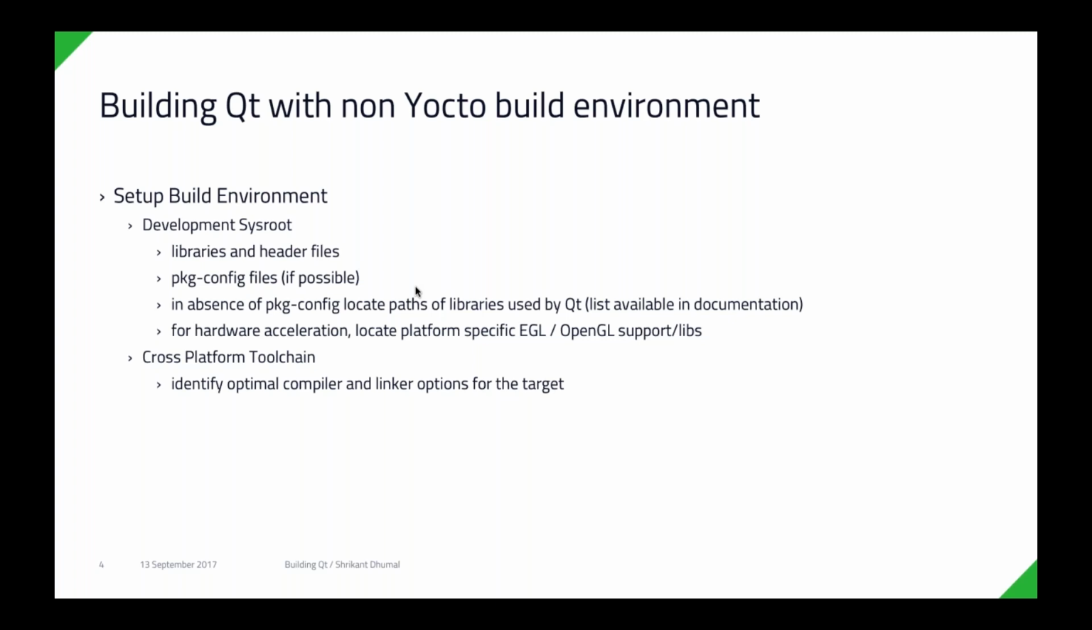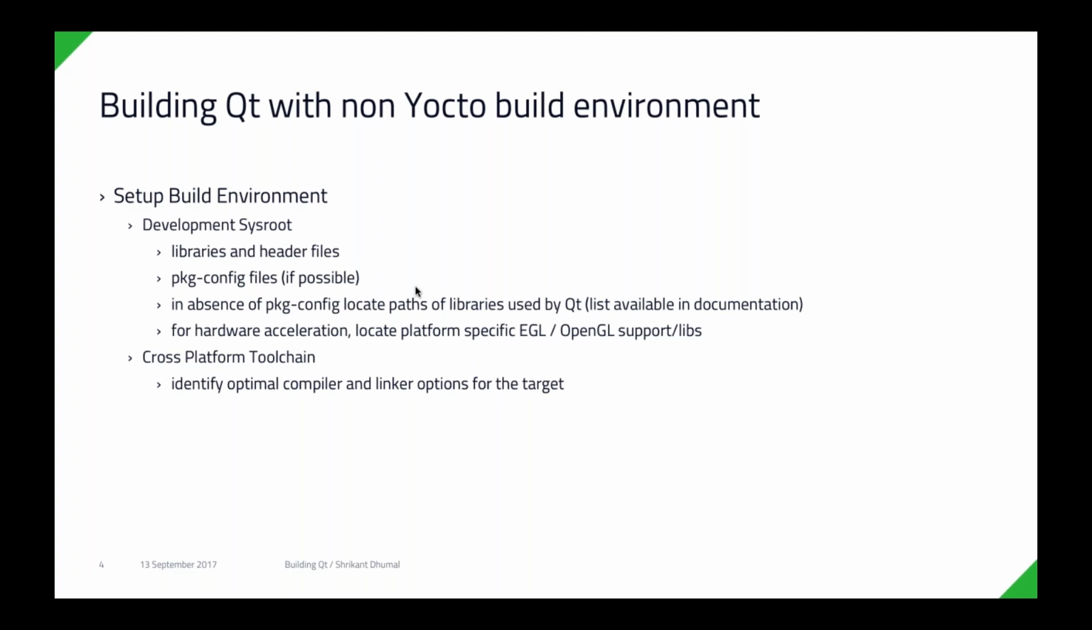This is because the Qt configure script, which is the one that you run to configure Qt, would pick the dependencies looking at these package config files. And I would also talk about what one should do in the absence of these package config files. And then on embedded devices, these days we also target hardware acceleration. So many times there would be some deviations where the platforms would be keeping their EGL or OpenGL libraries. The names might be different, so you need to check on those too.